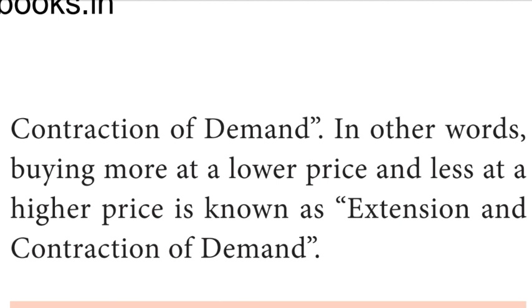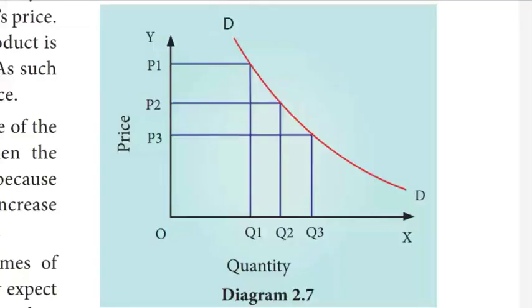The demand curve does not change its position here. When the change in the demand for a commodity is entirely due to a change in its price, it is called extension or contraction of demand. The extension or contraction in demand are movements on or along the given demand curve. It is shown in figure 2.7.